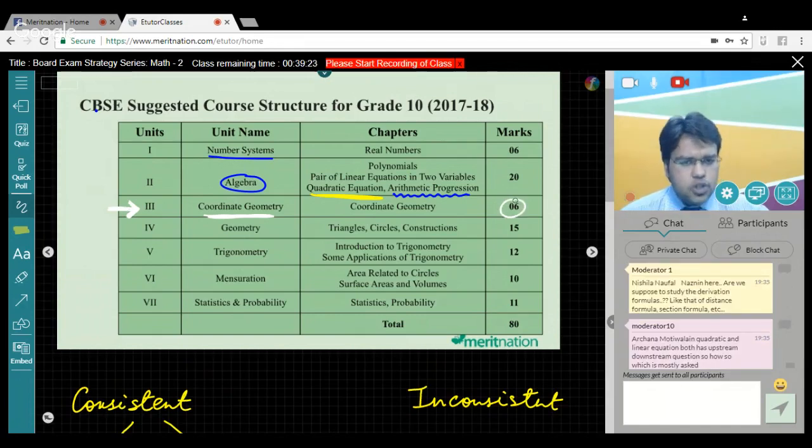You can be confident that your 6 marks are intact, because it has been seen time and again that in coordinate geometry the questions are easy, and more importantly, the topic is also very easy.